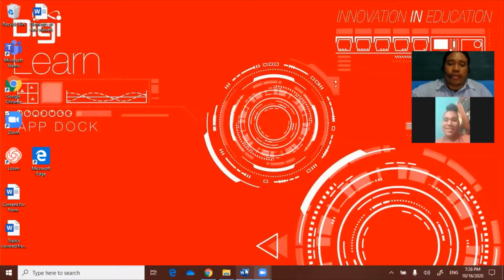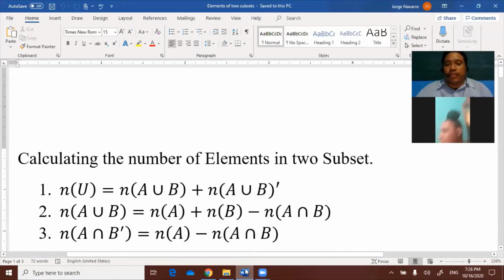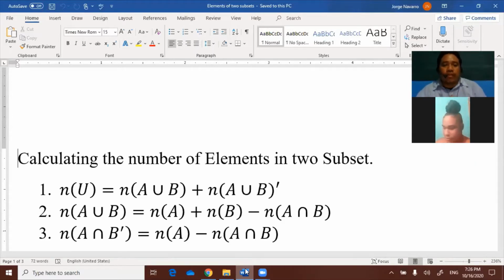Today we're looking at, and I'll be sharing my entire screen. So today we are looking at calculating the number of elements in two subsets. And we said that when dealing with calculating the number of elements in two subsets, there were three equations that we had to keep in mind.